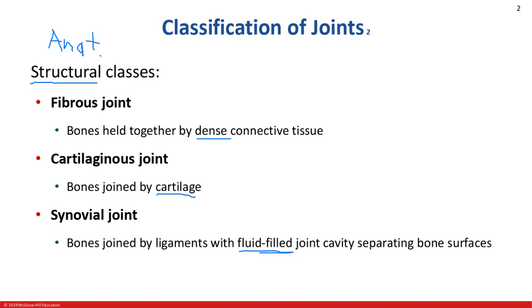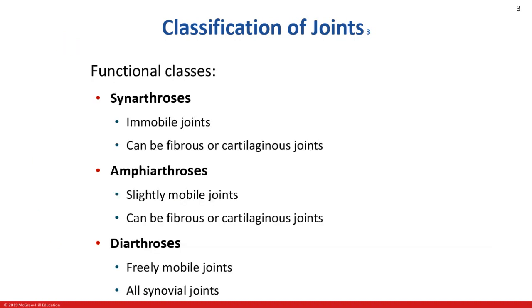All right, so now let's swing into the next compartment and talk about the functional classes. We have three of those. When we talk about the functional class, we're talking about the physiology. There are three types. The synarthroses are pretty immobile. There's not a lot of movement there. That means they're either going to be a fibrous type of joint or a cartilaginous type of joint.